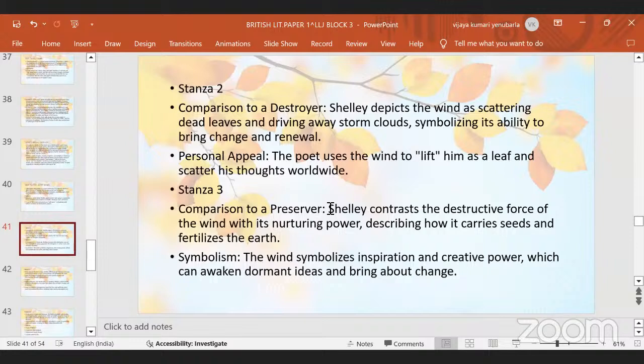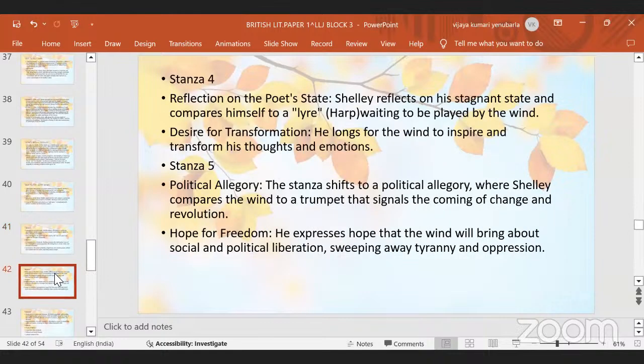Next, comparison to a preserver. First it was a comparison to a destroyer, and now it is a preserver, conservation. Shelley contrasts the destructive force of the wind with its nurturing power, describing how it carries seeds and fertilizes the earth. It not only scatters the dead leaves, it is able to carry the seeds also. Symbolism. The wind symbolizes inspiration and creative power, which can awaken dormant ideas and bring about change. So here the wind symbolizes inspiration and it has the creative power.